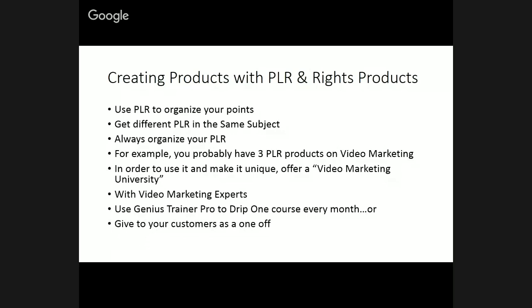Okay, now you can actually drip the content, or you can just create those 3 products and give it to your customers as a one-off. In other words, you just sell them access to the course in Genius Trainer Pro as a one-off price. Right? So you've taken 3 PLR products, you've increased the value by putting them all in one product, and you're selling access to that one product. Right? So whatever you call it, right? Video Marketing Domination. Learn how to do these 3 things in 3 months, right? Or whatever the case, 3 weeks, doesn't really matter. You're combining 3 products into one.